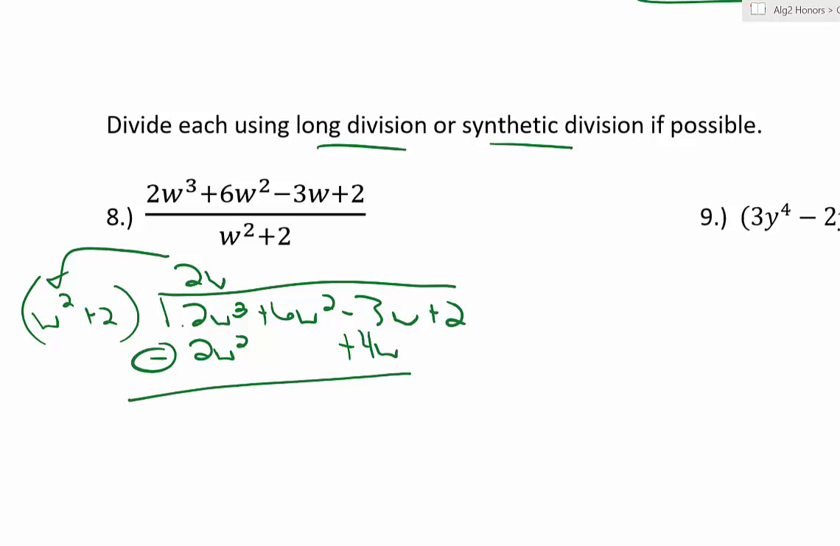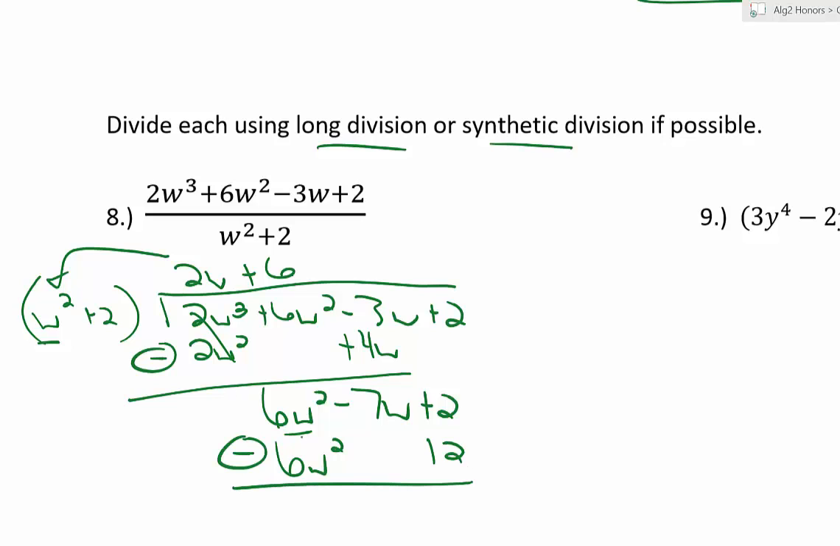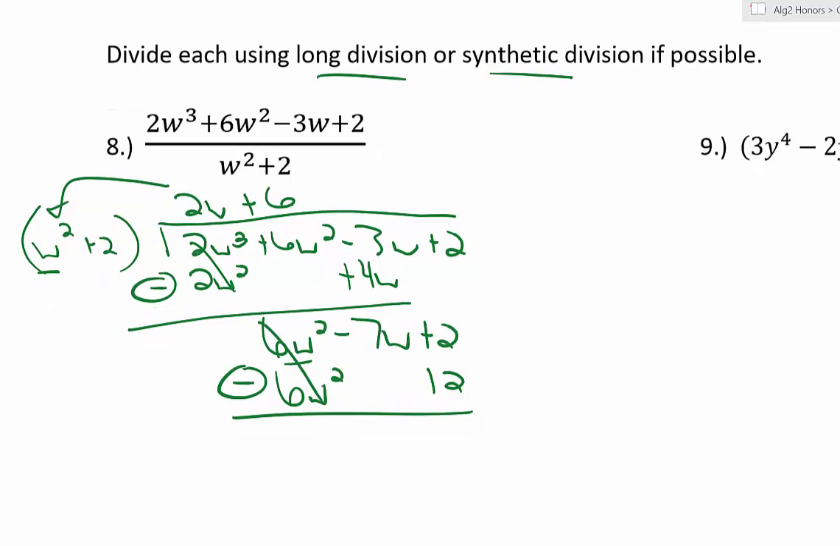So notice what I did is I had to line up my like terms. So 6w squared minus 7w plus 2. I have w squared, I want 6w squared, so I'm going to multiply it by 6. 6w squared, and 6 times 2 is 12. And again, I had to skip over w to the first power because it doesn't exist. So I'm going to subtract and get negative 7w, and 2 minus 12 is minus 10. So my remainder becomes plus negative 7w minus 10 over w squared plus 2. If you'd like to take that negative out of the numerator and make it minus, that's fine.